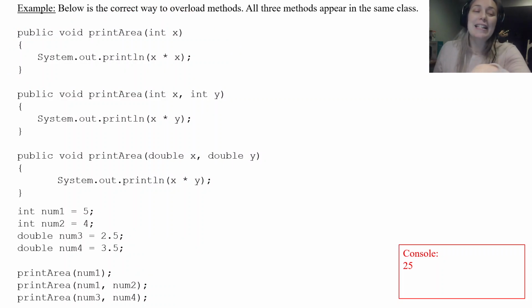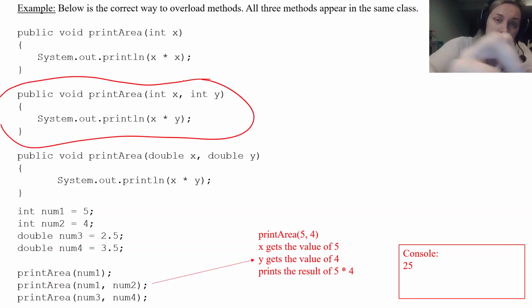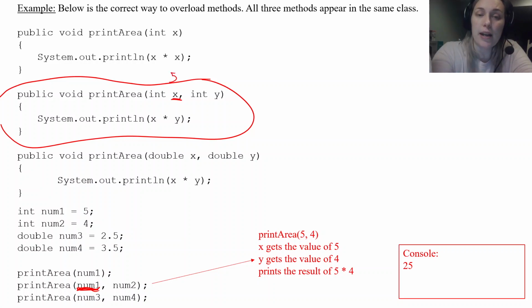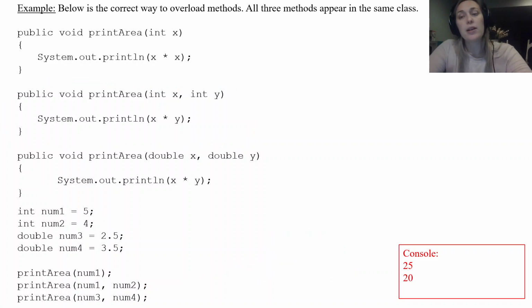Okay. This next line here, print area num1 comma num2. Again, you're passing it num1 and num2, which are 2 integers. So Java will say, okay, I'm going to go to the print area method that accepts 2 integers. Okay. The 2 integer one is this one right here. So x gets the value, since it's first, of num1, which is 5. Num2 is 4, so y gets the value of 4. Order is very important here in your parameter list. So when you print off, you're going to print off the result of 5 times 4, which on the console is going to be 20.